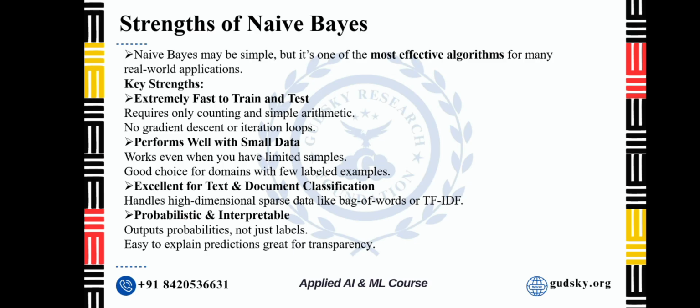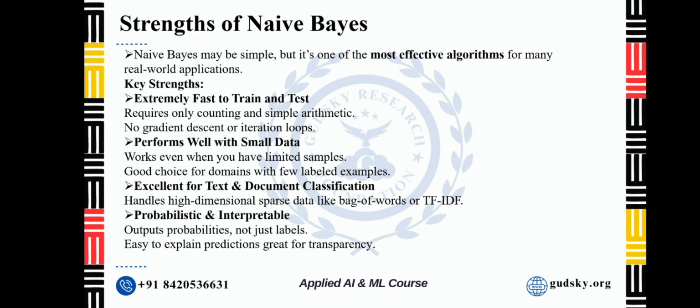Now let's talk about the strengths of naive Bayes, and why it is such a beloved algorithm in machine learning. Even though it's old and simple, it's still used by major companies like Google and Microsoft in production systems. Here is why: it is extremely fast to train and test, with no gradient descent, no iterative optimization, nothing, just counting and arithmetic. It's perfect for very large data sets, and it also works with small data sets.